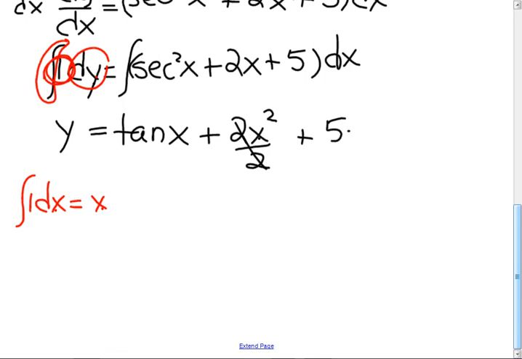5 times what? If you leave it 5, what's the derivative of 5? 0. Is it 5x squared or just 5x? 5x. Plus c. This is called a general solution.